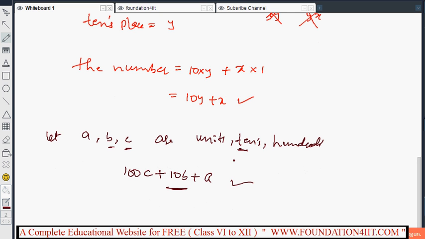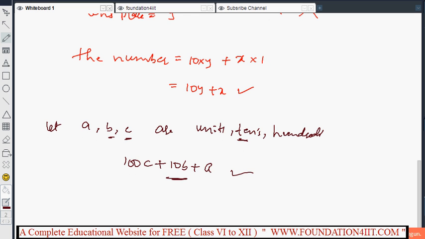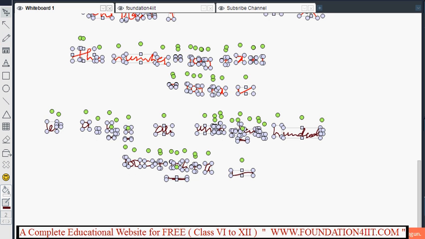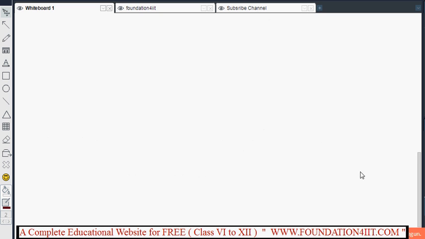So every digit is from only 0 to 9. We can take the digits 0 to 9 only. Fine, let me explain some questions which are related to playing with numbers, how it will come. Okay, I'll write a question here.